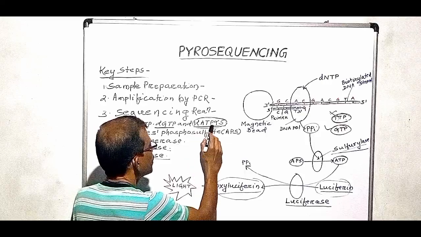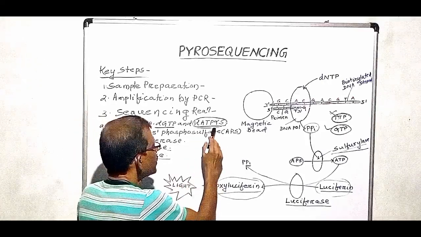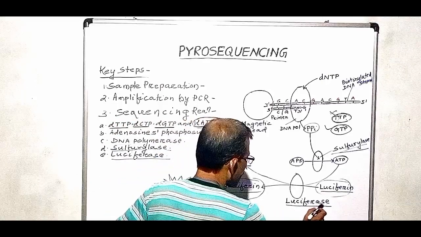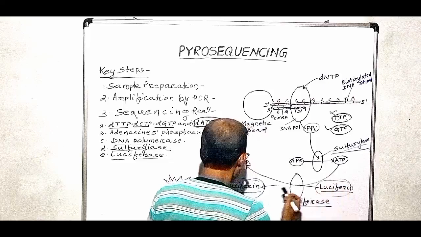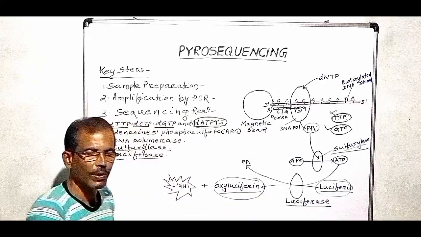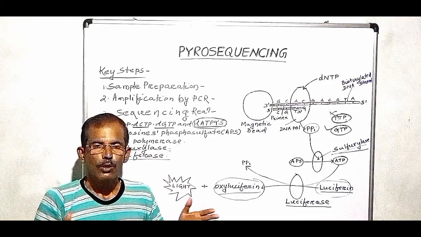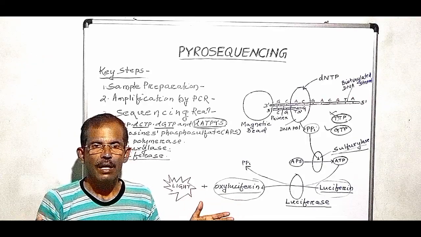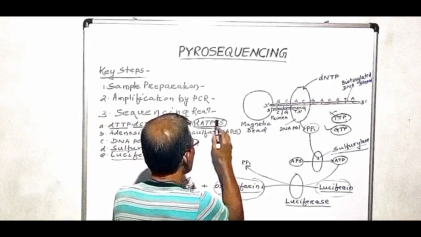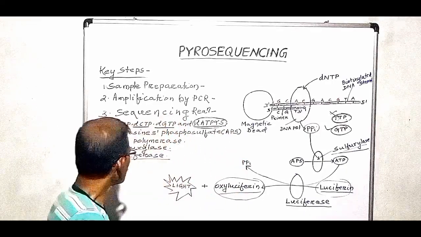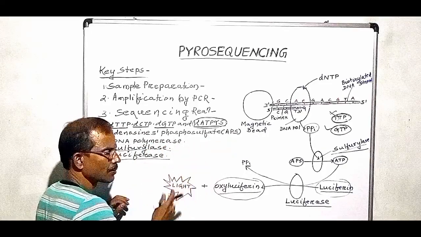If in place of dATP alpha-S we use dATP, then dATP will be recognized by this enzyme, and in this case luciferin will be oxidized to oxyluciferin that will generate a false light signal. In order to prevent false light signal, in place of dATP, we are using dATP alpha-S. We also require adenosine 5-phosphosulfate, APS.